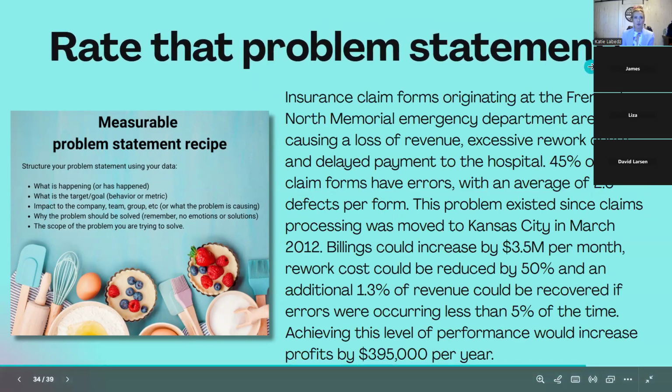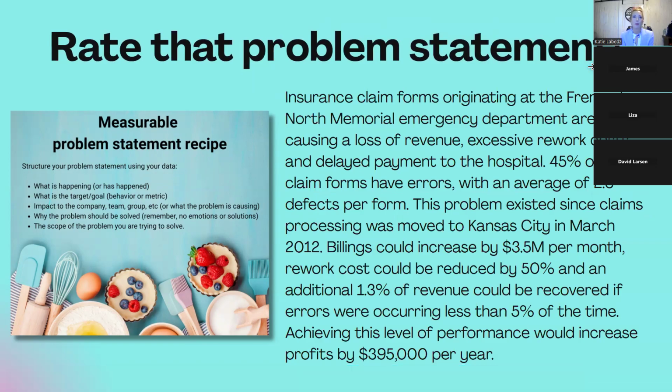Okay, insurance claim forms originated at the Fremont North Memorial Emergency Department are causing a loss of revenue, excessive rework costs, and delayed payments to the hospital. 45% of the claim forms have errors with an average of 2.3 defects per form. This problem existed since claims processing was moved to Kansas City in March of 2012. It's been a long time.